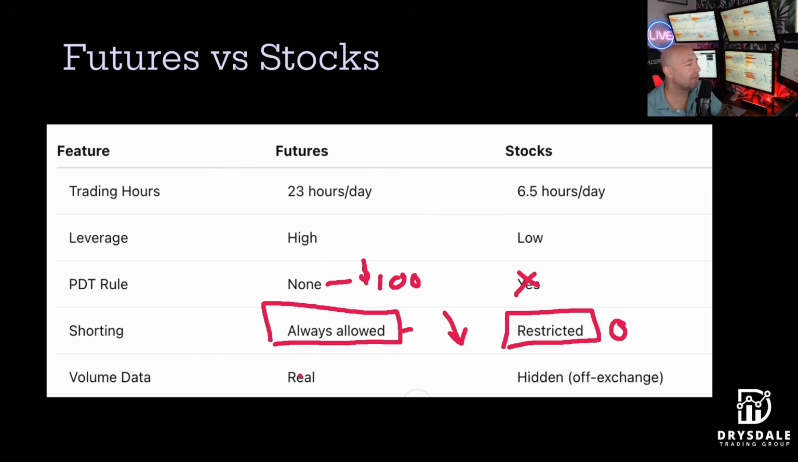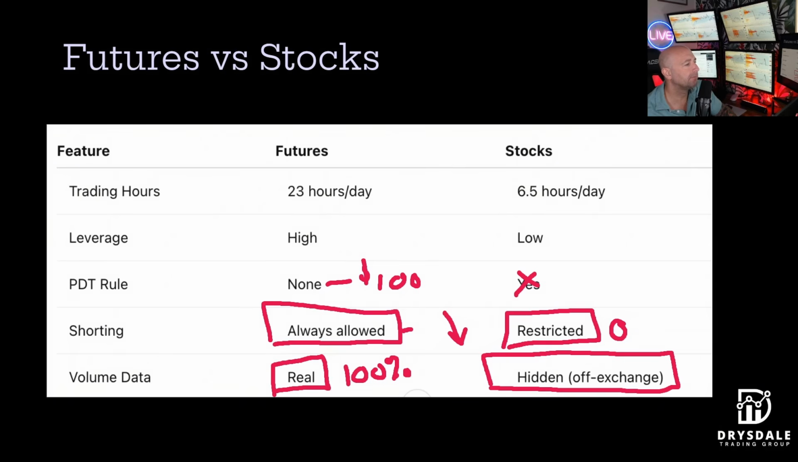And then we get to the volume data, which I already discussed. You're going to get real accurate institutional volume data right from the exchange. As a retail trader, this is 100% the best reason to trade futures, the liquidity and the volume data we're going to get as order flow traders. With stocks, there's a lot of hidden off exchange trading taking place with dark pools. So you're not getting the full picture.